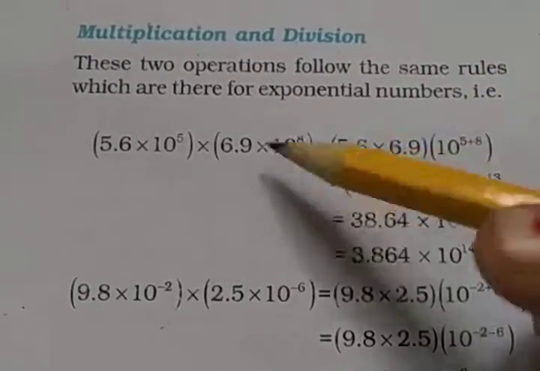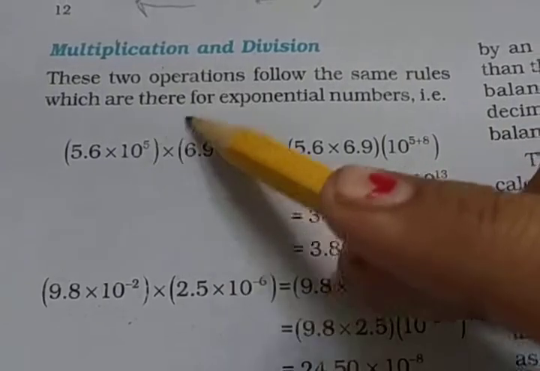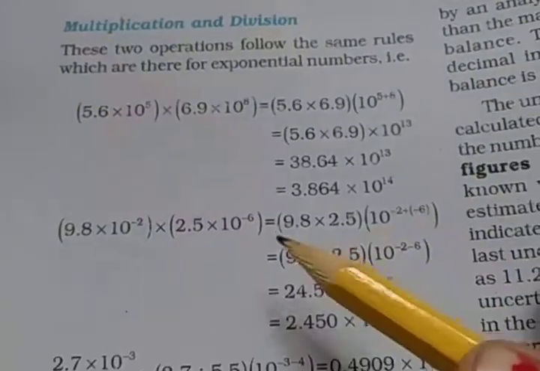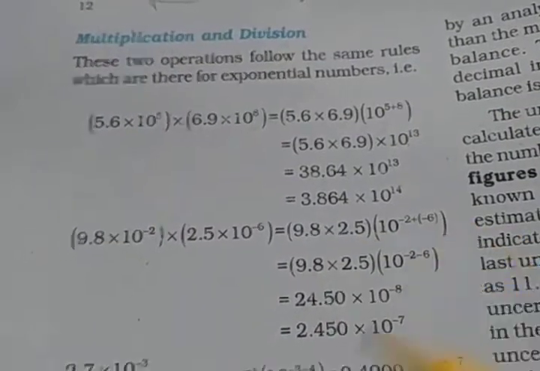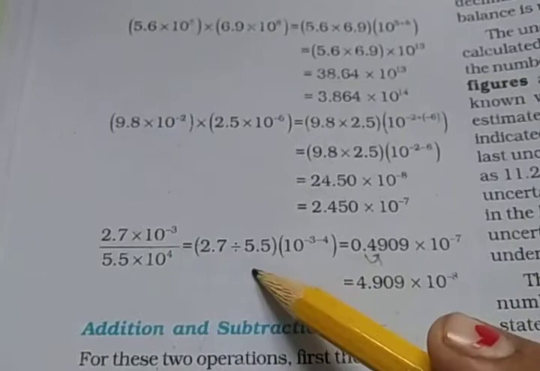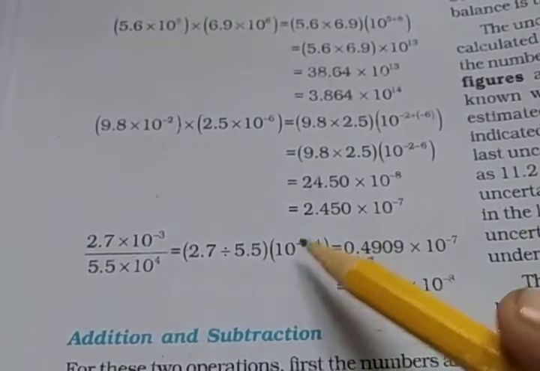So for multiplication, we have to take the decimal values in the bracket and then the exponents are added. Okay, then this one. Clear? And if division, so the decimal values are taken in the bracket and then the exponents we have to subtract. Minus 3 minus 4.